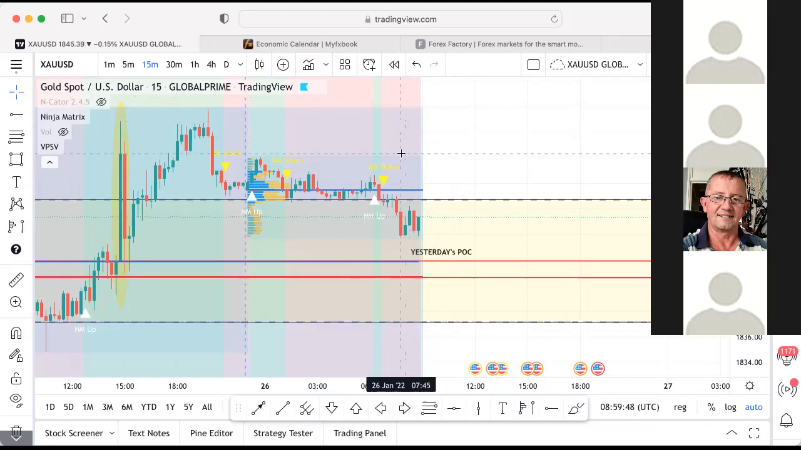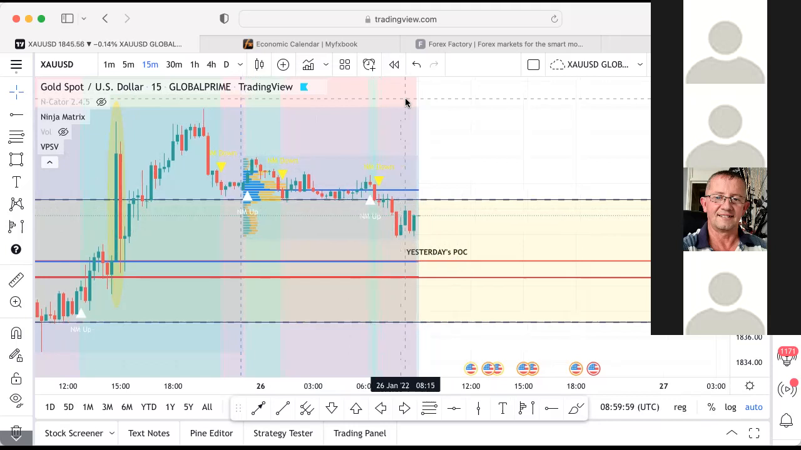If you're in a red zone, you've got a Ninja down, and there are fluctuations in the price, just stick with the zone. If the zone remains red, it's telling you to sell, then I would say stay in the sell. So that's the first point in my checklist. Have we got a Ninja matrix up or a Ninja matrix down? Okay, so we've got a Ninja matrix down.